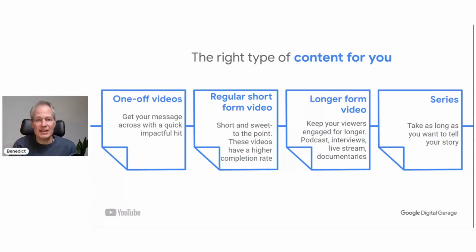Can you actually deliver information in a way that keeps people coming back for more? Long form typically means longer than 3 minutes. An example of this would be podcasts, interviews, live streams, documentaries, for example, series. You can take as long as you want to tell your story. A series, of course, as you know, is a variety of videos that connect to complete your story. So there's part 1, part 2, part 3, etc.